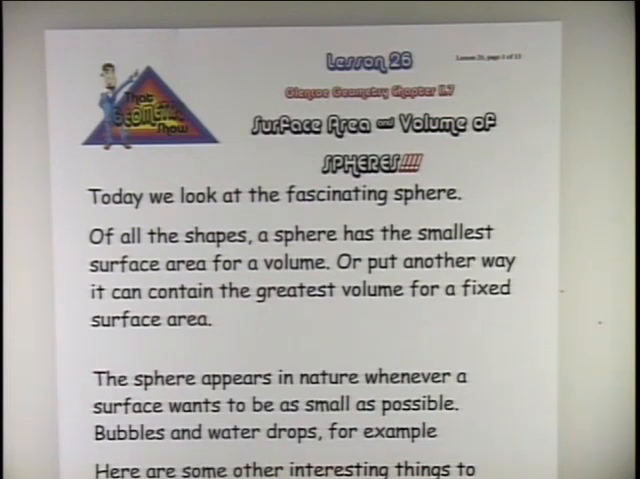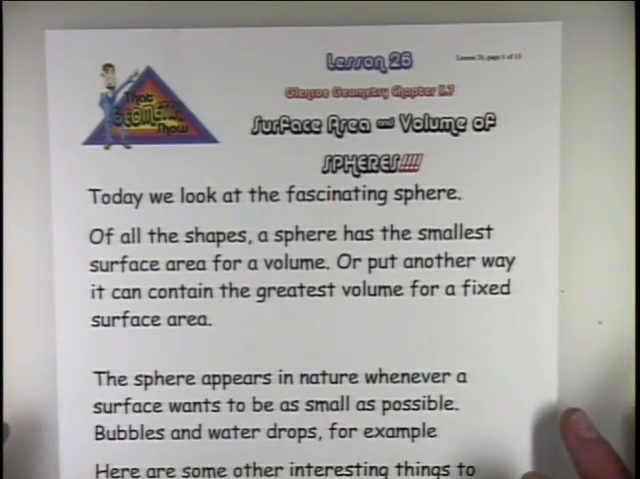Okay, today we do look at the fascinating sphere. Of all the shapes, the sphere has the smallest surface area for a given volume. Or put it another way, it can contain the greatest amount of volume inside for a fixed surface area. It is a very, very naturally efficient shape.